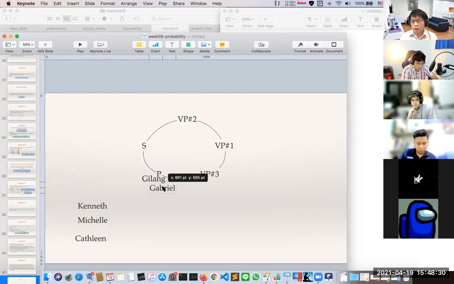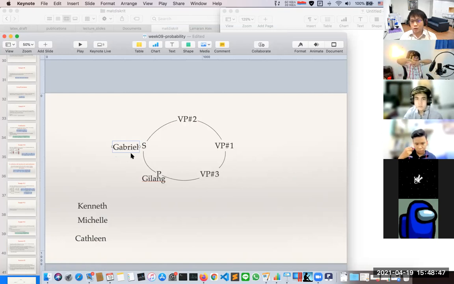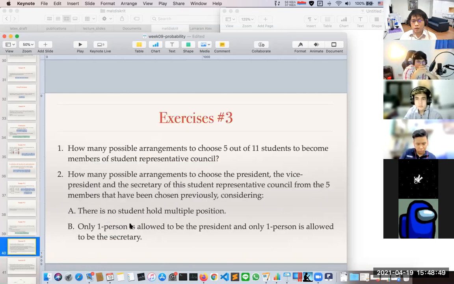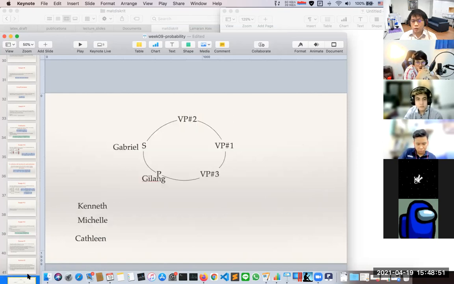So it means, let's say that Gilang here already is the president. It means Gabriel cannot be the president. Gabriel can only be the vice president or the secretary. But let's say Gilang is president, Gabriel is the secretary. So we already have these two conditions hold according to the requirement here. So we can match up, let's say Kenneth, Michelle, and Kathleen here become the vice presidents.